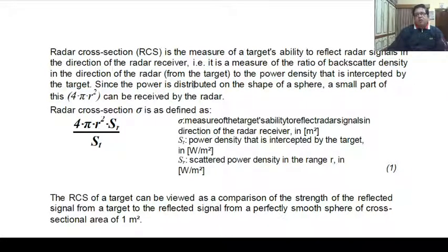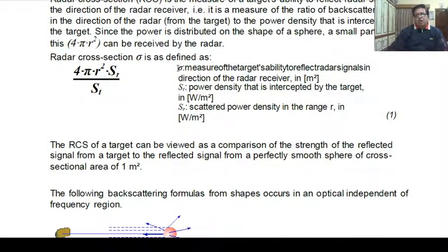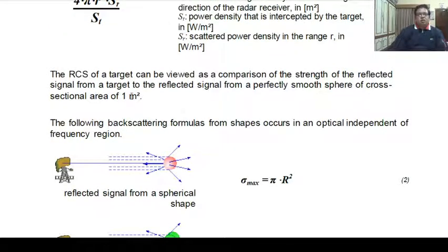Since the power is distributed on the shape of a sphere, a small part of this is 4 pi r square and can be received by the radar. A radar cross-section can be defined as sigma = 4 pi r square SR upon ST. What is sigma? The measure of the target's ability to reflect radar signals in the direction of the radar receiver. What is ST? Power density that is intercepted by the target. SR is the scattered power density in the range.